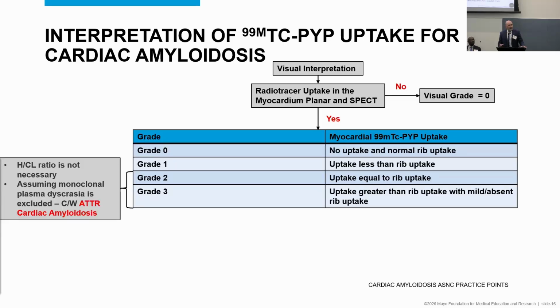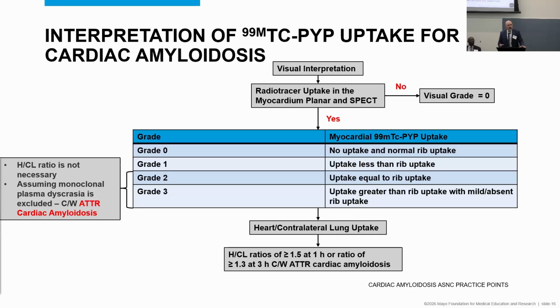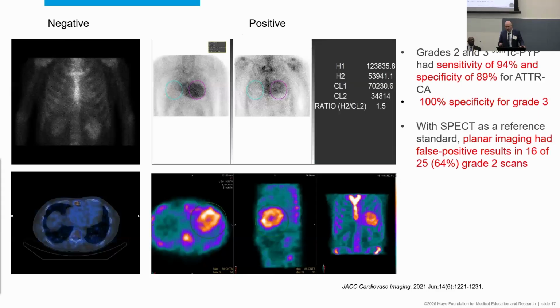So again, the heart to contralateral ratio is not necessary, assuming monoclonal plasma dyscrasia has been ruled out. It does help in grade 1. So if you have somebody with a grade 1 and your ratio is abnormal, more than 1.3, you potentially could think about amyloidosis.